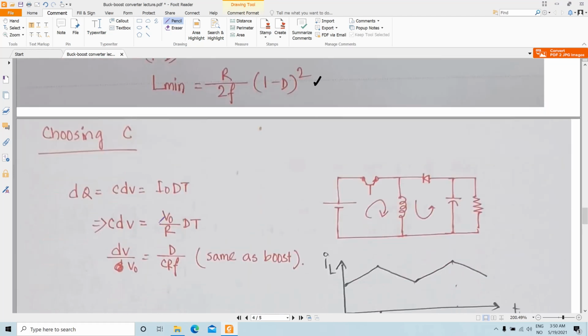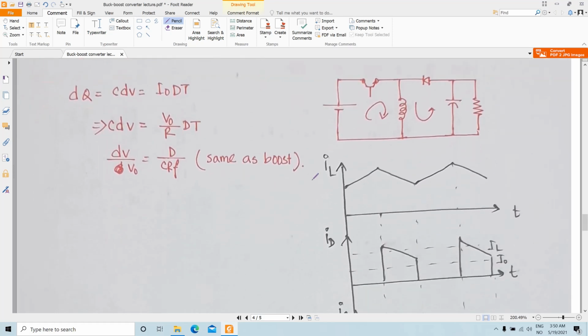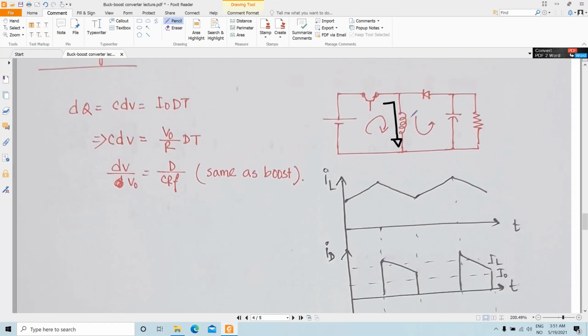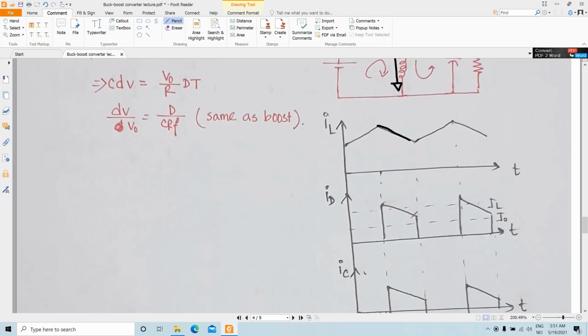For choosing our C value, our next task is to choose what should be the value of the capacitor for a certain ripple condition. So this is our inductor current. So this is the current that is flowing through here. This is the inductor current, and this is the diode current. So inductor current during the falling edge time is the same as the diode current, or ID, and this fixed value is our output current.